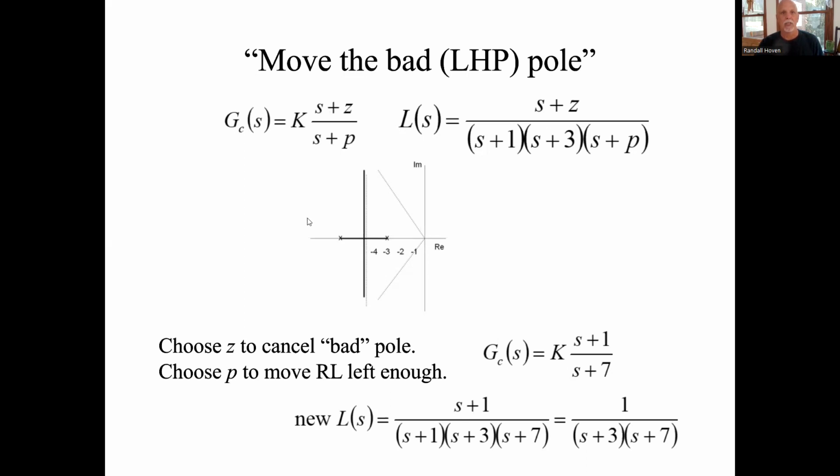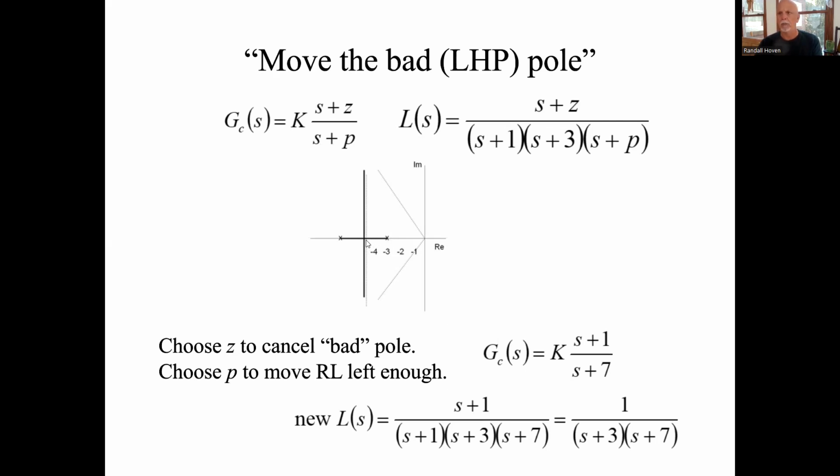So we'll use this type of controller, 1 zero, 1 pole. So the overall new L of S is going to look like this. And here's what we do. We pick our 0 to cancel the pole we want to cancel. So I'm going to pick Z to be 1. That'll cancel this S plus 1. And then I pick a P to get me far enough out.